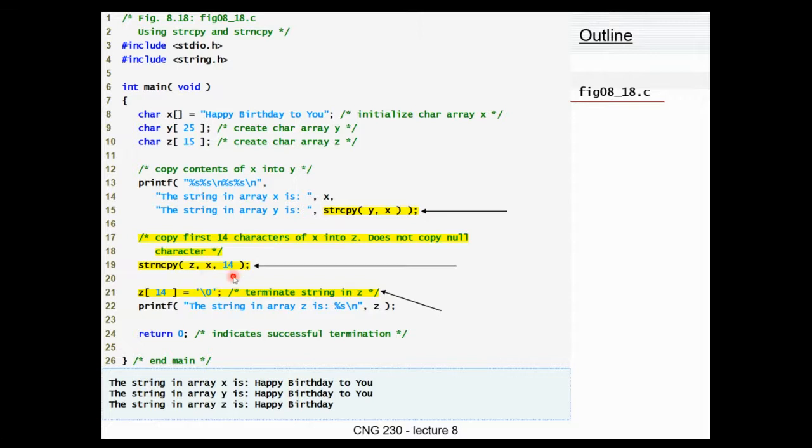All right, next one. Here we specify exactly how many elements from x we want to copy to z. So not all of them, not the whole sentence, happy birthday to you, we want to copy to z. Just 14 of them. So we count it: 1, 2, 3, 4, 5, 6, 7, 8, 9, 10, 11, 12, 13, 14. Happy birthday. Just this part. Okay? So as we said, spaces are considered as characters too.